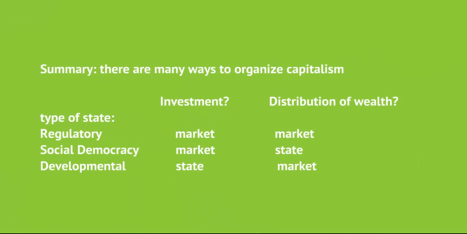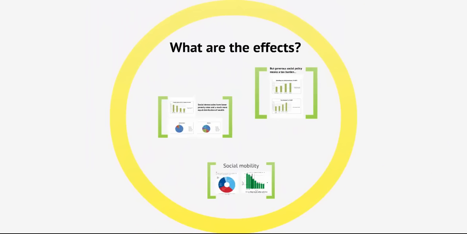Here's a quick recap. Basically, you can see that in a regulatory state, the market determines investment targets and the distribution of wealth. In the social democracy model, the market still determines investment, but the state intervenes much more to redistribute wealth. Finally, in the developmental state, the distribution of wealth and provision of many social policies is left to the private sector, but the state actually directs investment.